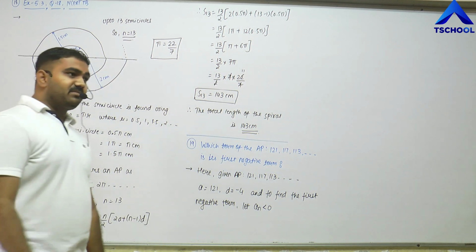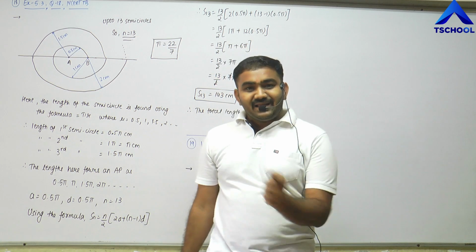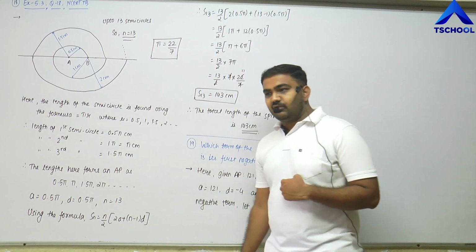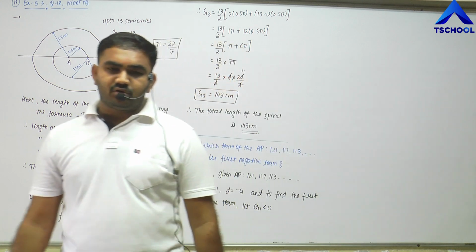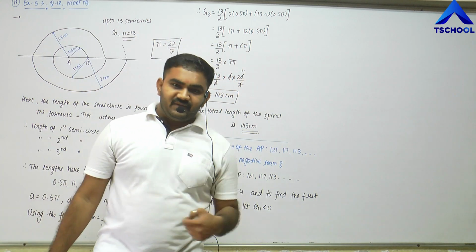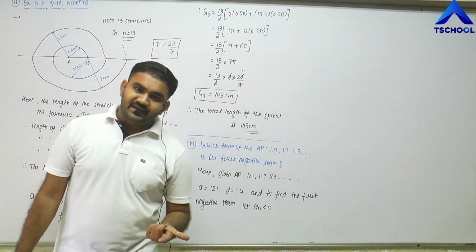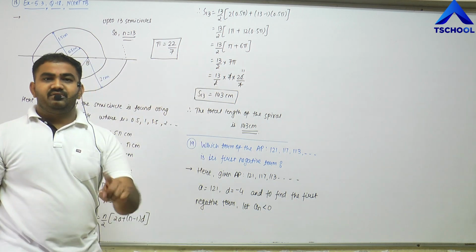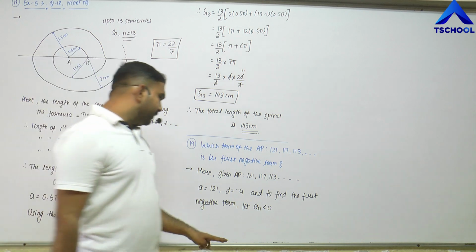An means the nth term. We shall assume that the term that we need to find out is already less than 0. So for that nth term less than 0, we shall find out the value of n.